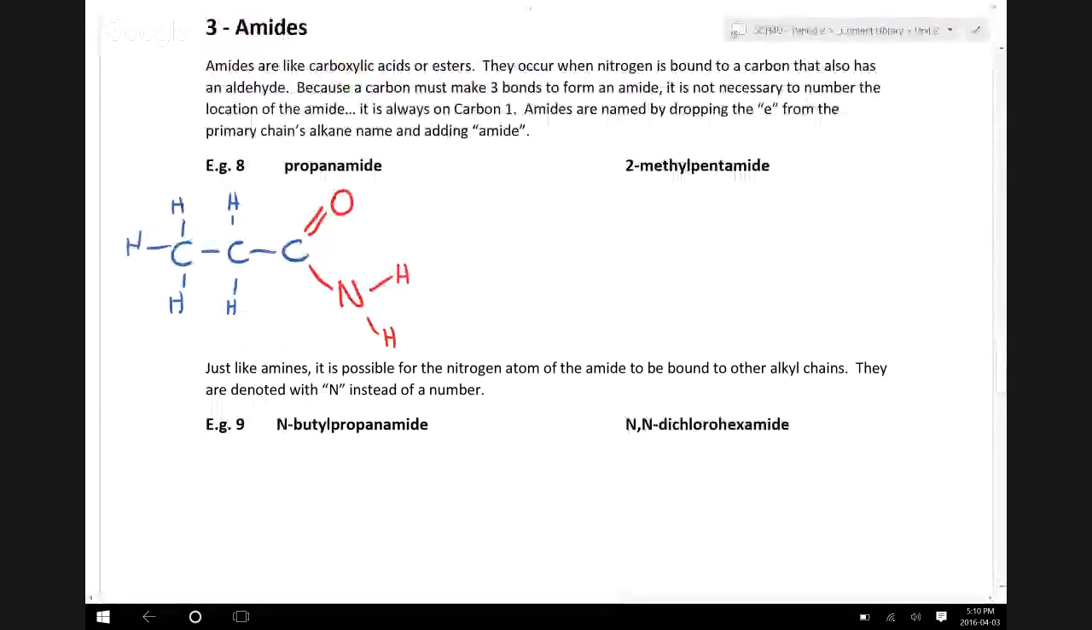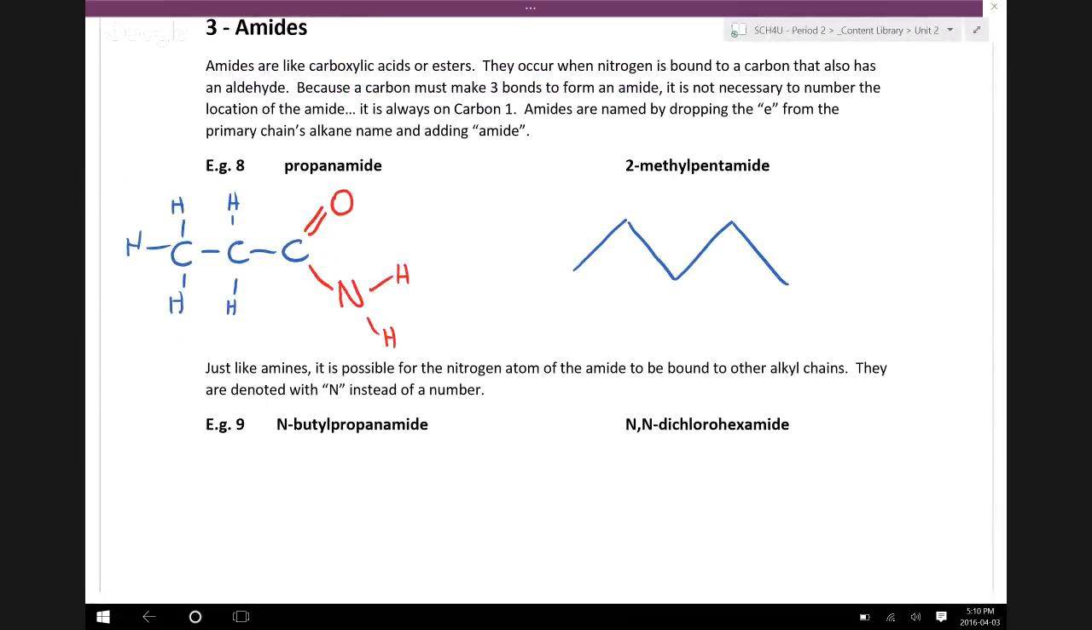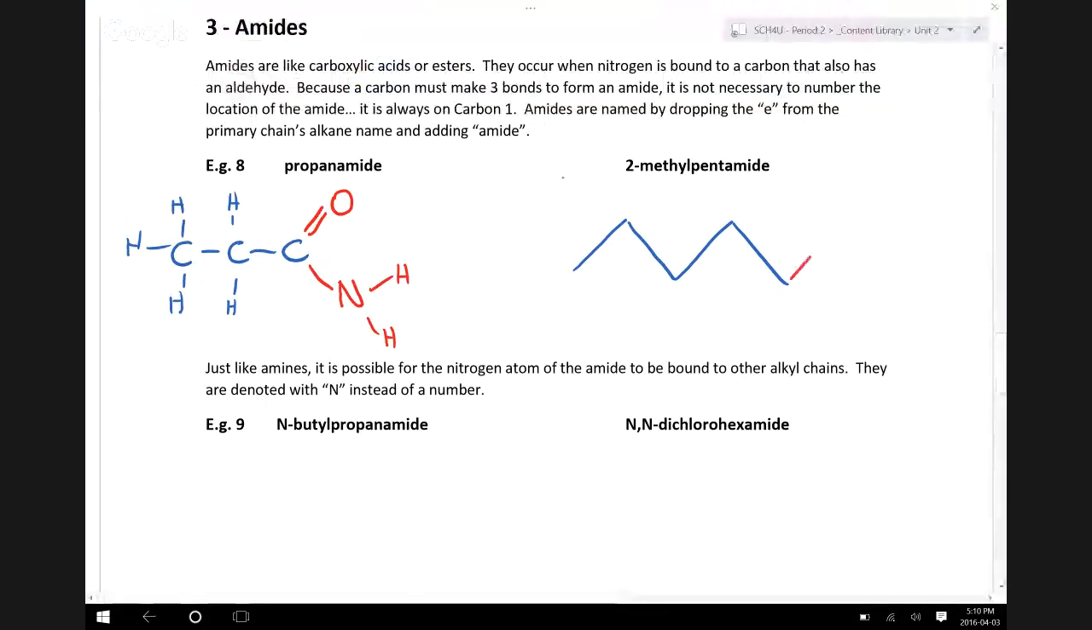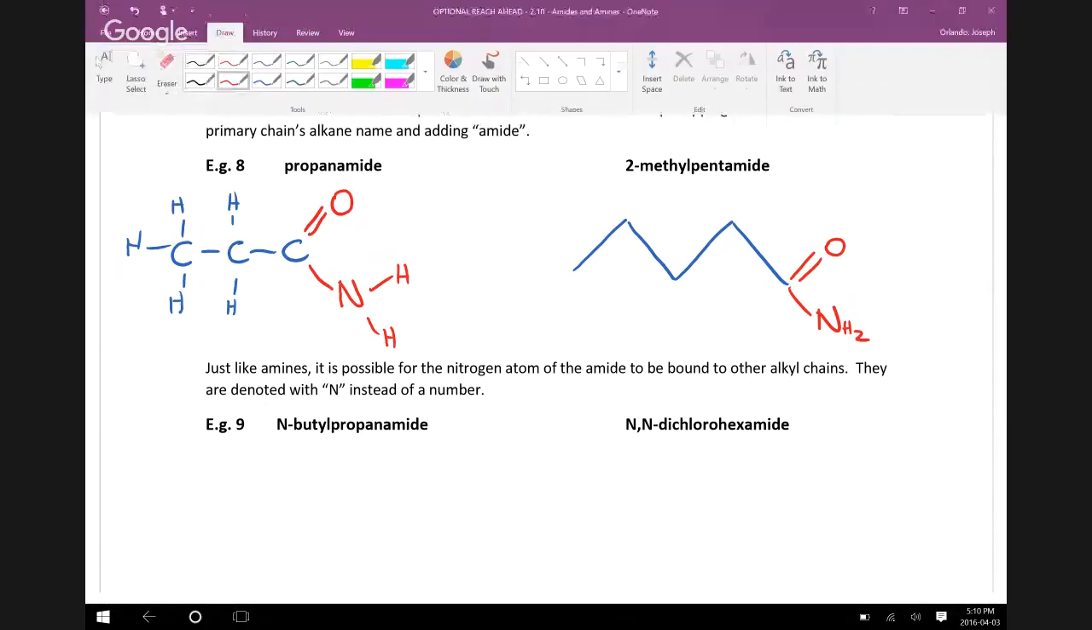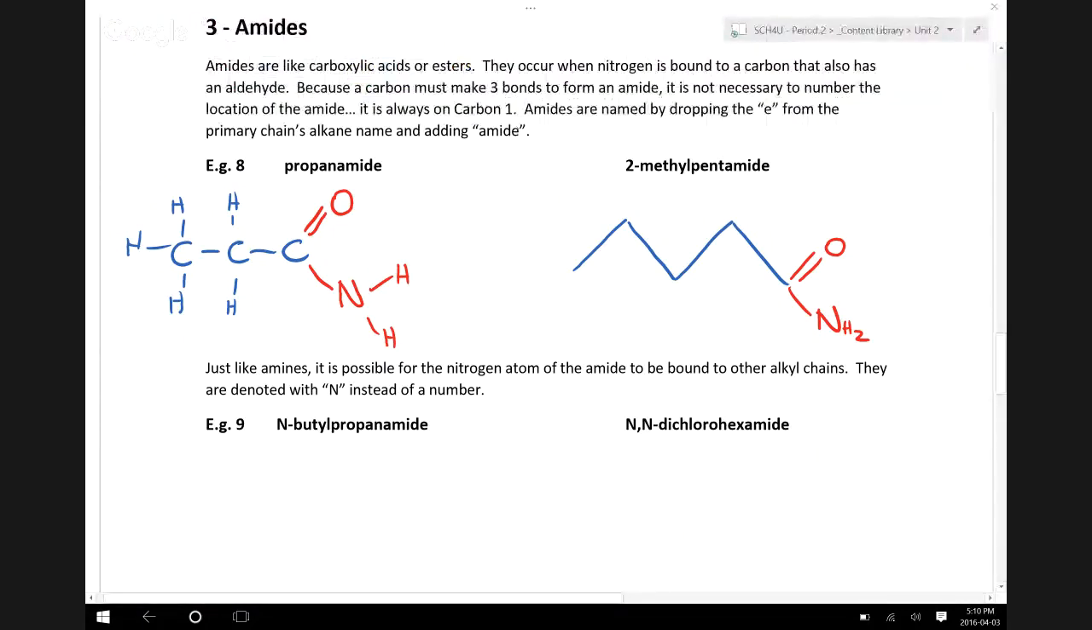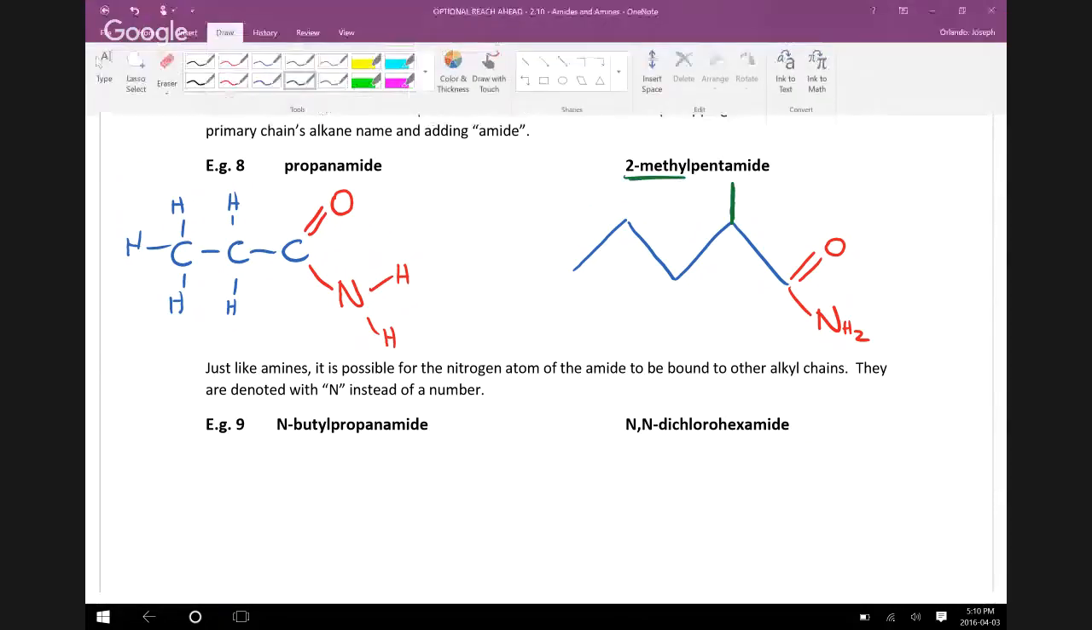Here we have a pentamide. We could have 1, 2, 3, 4, 5. And again, we don't need to give it a number because we always know that the amide will be on the terminal carbon. We can just go like that. And in this case, we have a methyl group on carbon 2. So we'll draw that in. And there we have 2-methyl pentanamide.